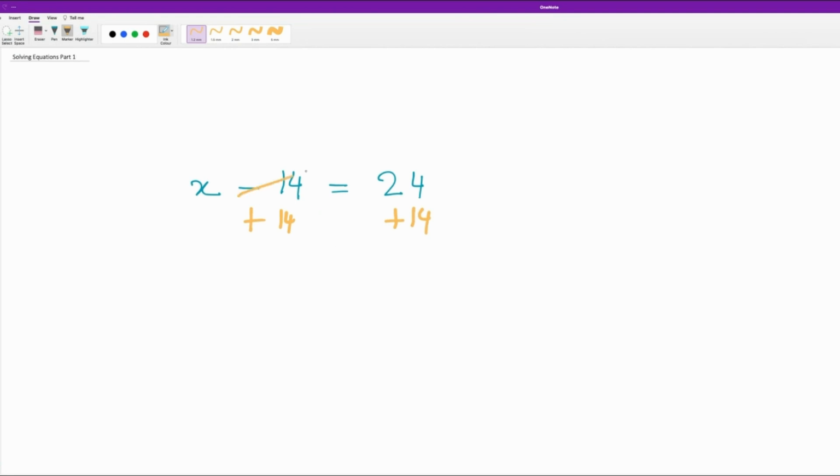In this case, minus 14 and plus 14 will cancel, and you will get x is equal to 24 plus 14, like that. And in the end, your answer will be x equals 38. Let's now move to division.